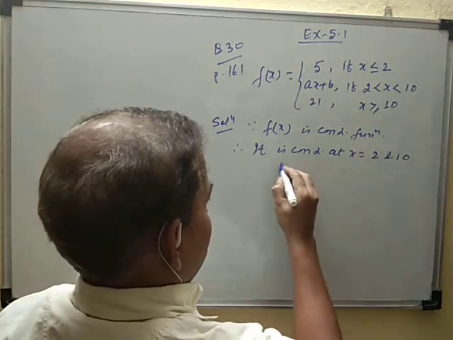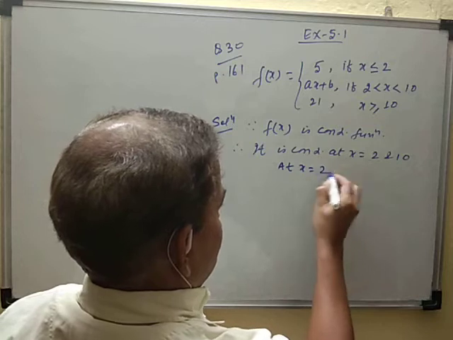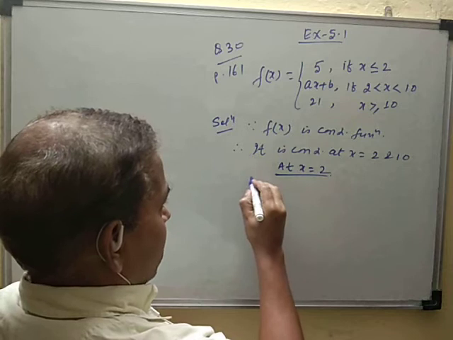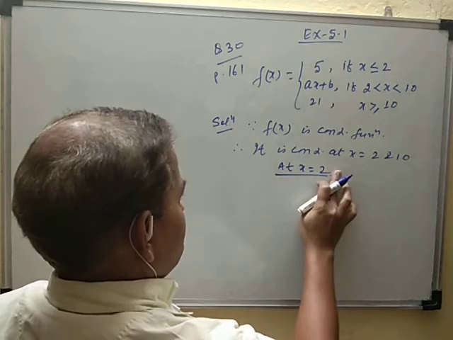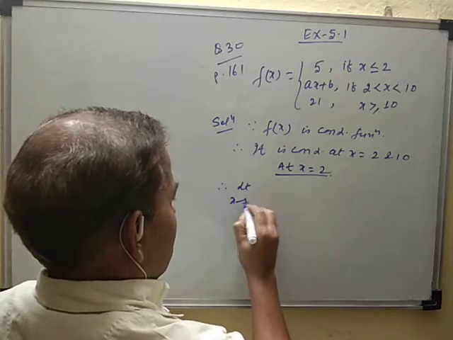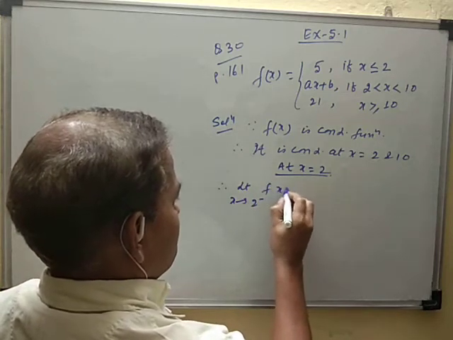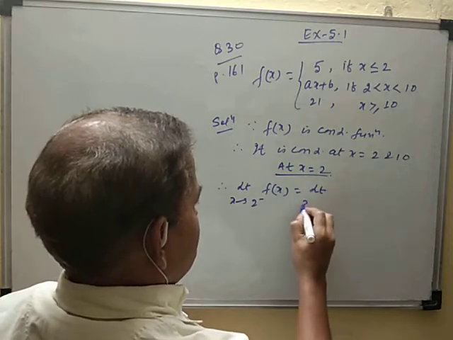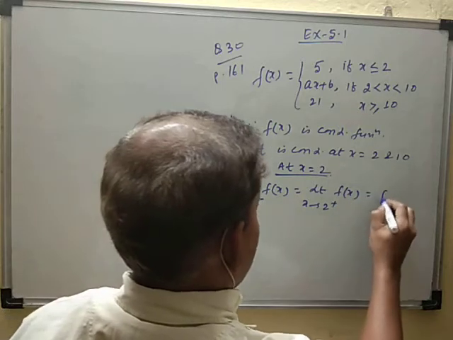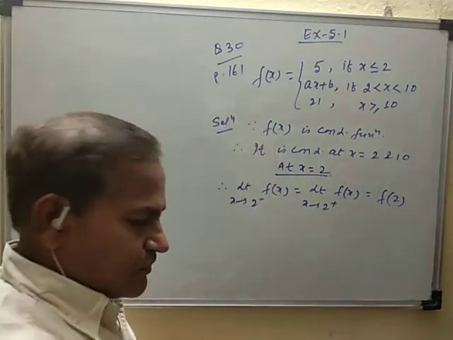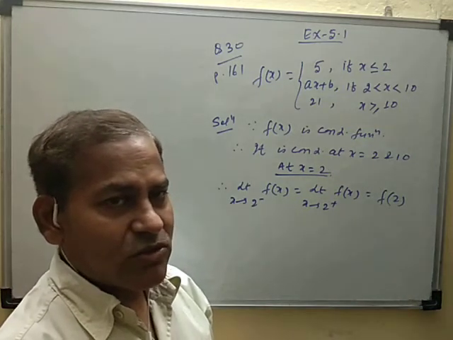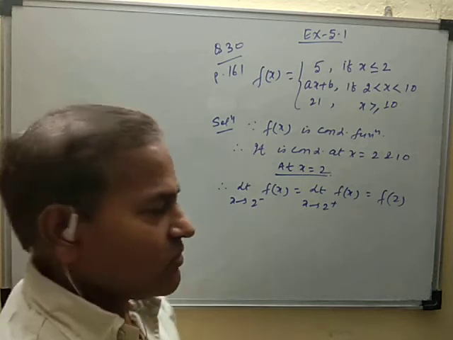So at x equal to 2, since f of x is continuous at x equal to 2, therefore limit x tends to 2 minus f of x is equal to limit x tends to 2 plus f of x is equal to f of 2. When a function is continuous, then left limit is equal to right limit is equal to the function value at the point.